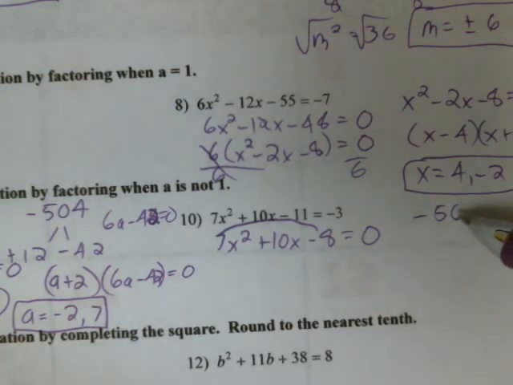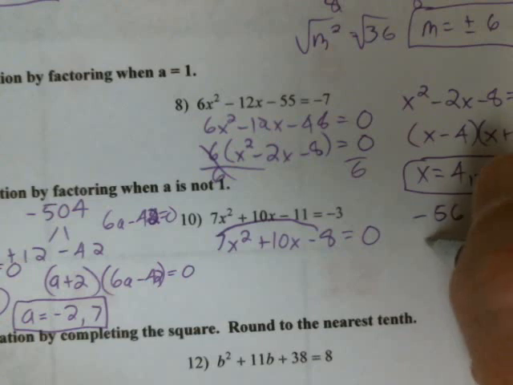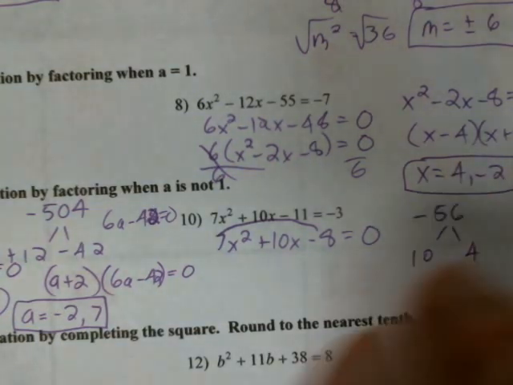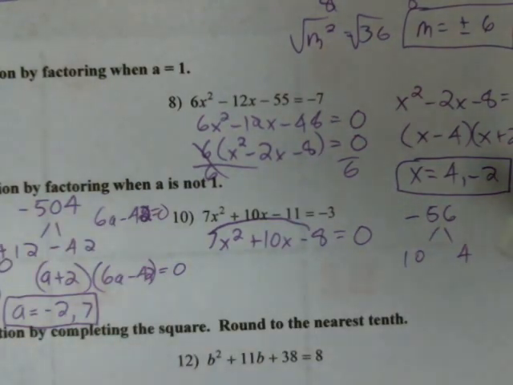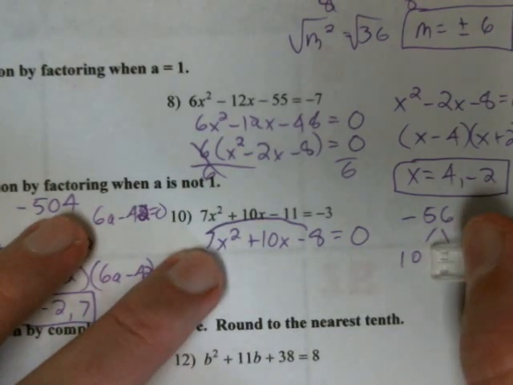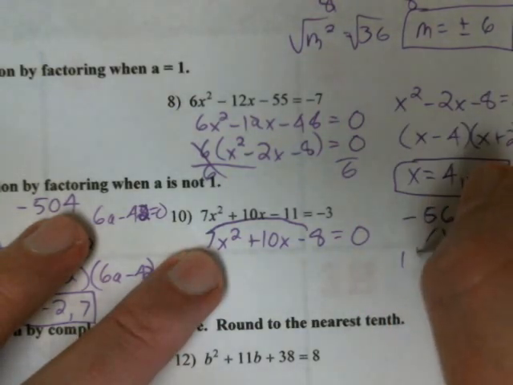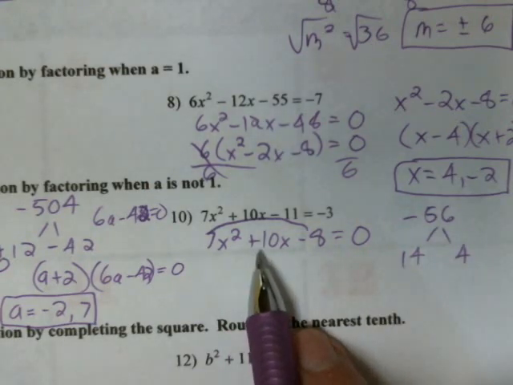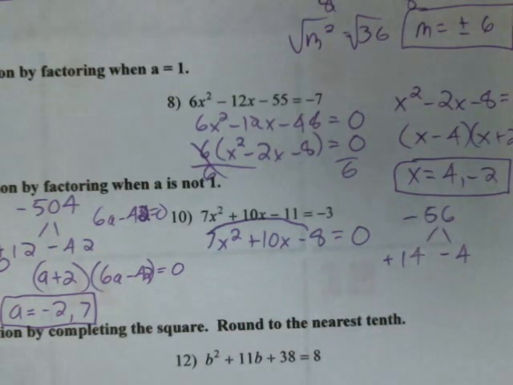Okay, is 56 divisible by 8? 7 and 8. What about 10 and 4? Excuse me, 14 and 4. Two numbers that multiply to give you 56 that are 10 apart from each other. Now, which one has to be positive? I keep saying 10. Why do I keep saying that? I'm ringing the bell on myself. 14 and 4. Okay, 14 and 4 are 10 apart from each other. The bigger one is positive, so the 14 has to be positive. That means the 4 has to be negative.